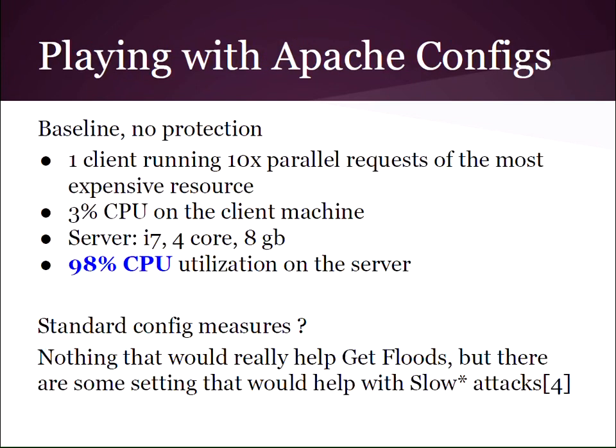So, as Tigran showed you, the concrete CMS was basically overwhelmed with 3 threads running top resources over and over. We tried to do the same thing, but provide some protection and see what's happening. The baseline was something even worse: one client running 10 parallel requests, 3% CPU utilization on the client machine, while the server is at 98%. This is a very high-end server, struggling.